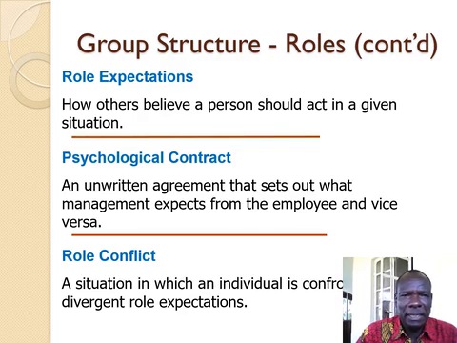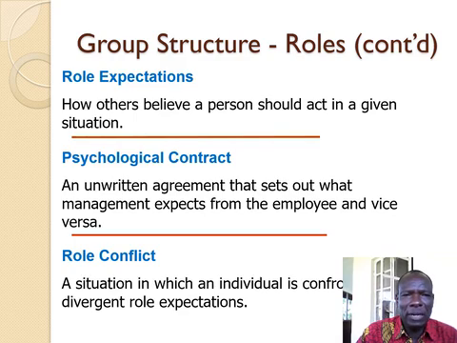So these are concepts that we need to understand in group formation. There is also what we call the psychological contract. This is an unwritten agreement that sets out what management expects from the employee and vice versa. When you get a job, there is normally a written agreement. They can say, today you have been offered this job of an accountant. These are your duties, and they outline them 1, 2, 3, 4, 5, 6, 7. And then 8, they can say, and any other duties that will be assigned to you from time to time. That's normally what an employment contract reads.